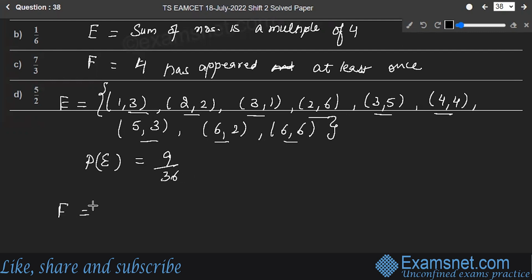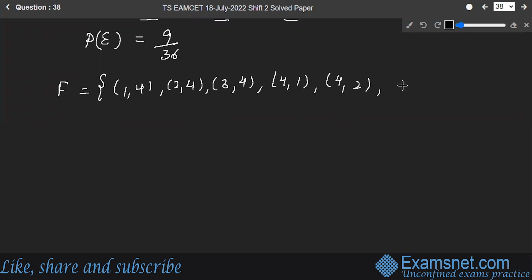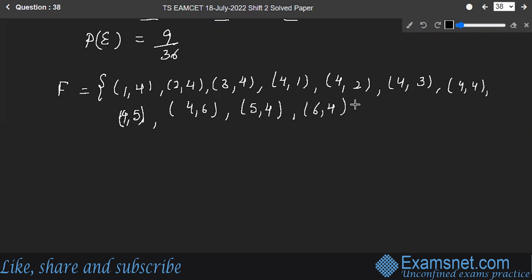Now let's go for the event F. At least once 4 appears. So it will be (1,4), (2,4), (3,4), (4,4), then (4,4), then (4,5) also, (4,6), (5,4), and (6,4). So 1, 2, 3, 4, 5, 6, 7, 8, 9, 10, 11. That means the probability of event F to happen is 11 upon 36.